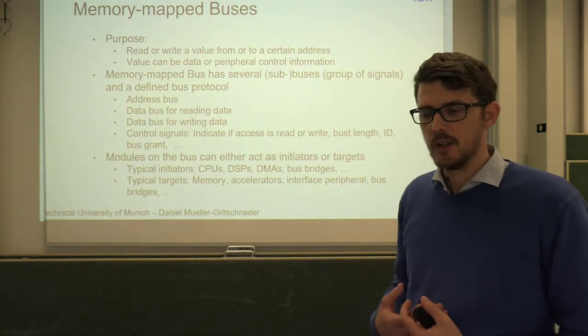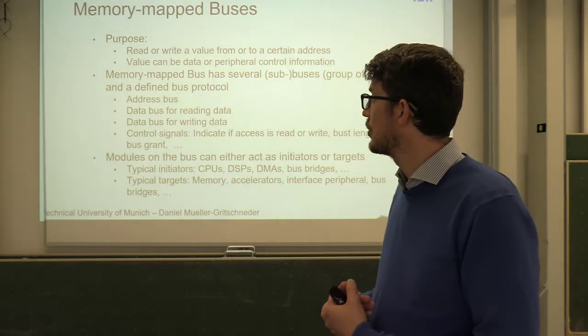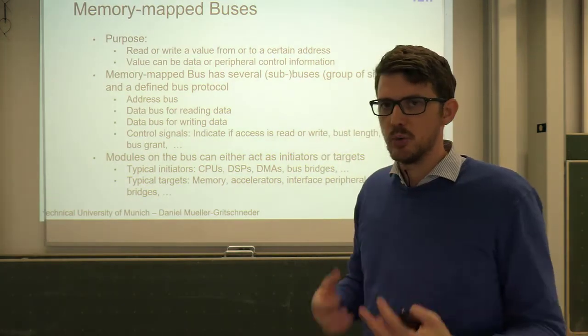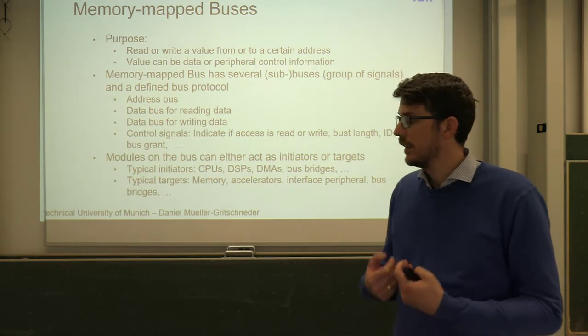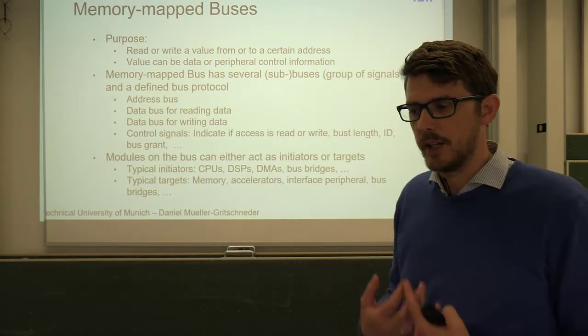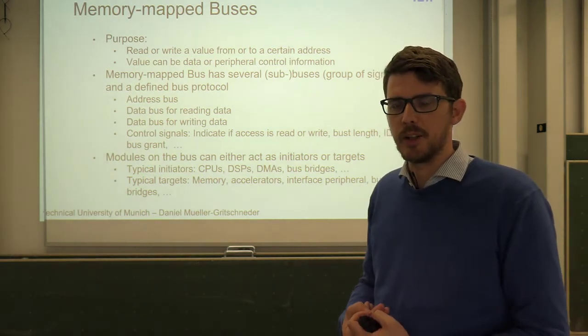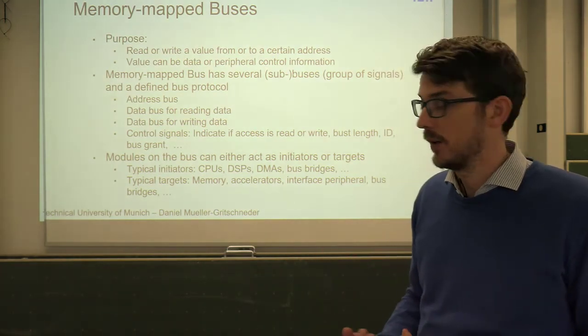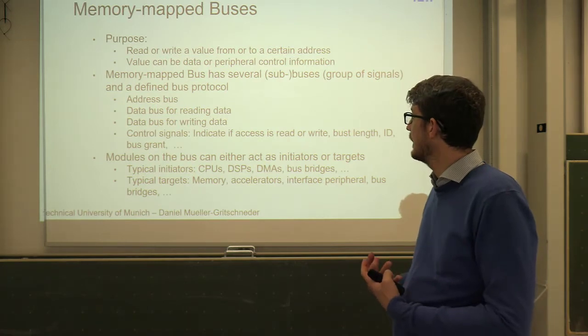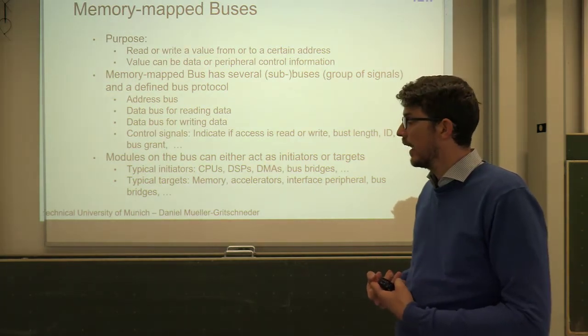Usually what we are looking into are so-called memory-mapped buses, which means the purpose is reading and writing to a certain address, and this value could be in this address. You could either find memory, but you could also find some other device. So it could be an I/O device, or a hardware accelerator or anything. And you have to be careful.